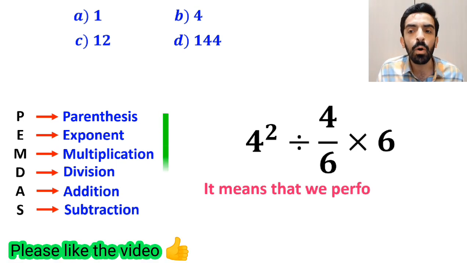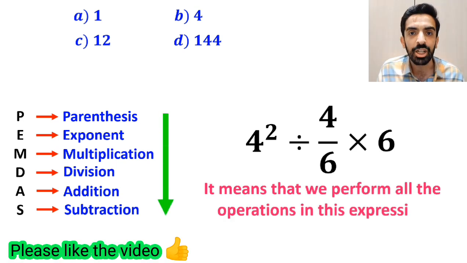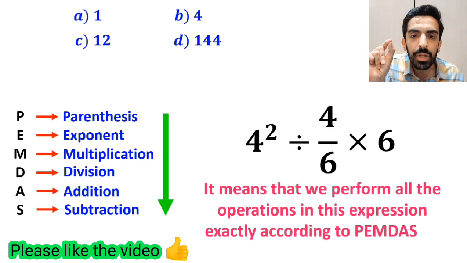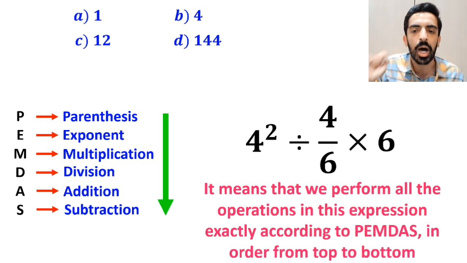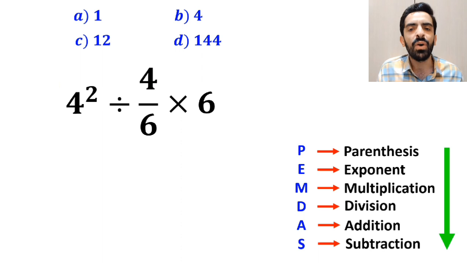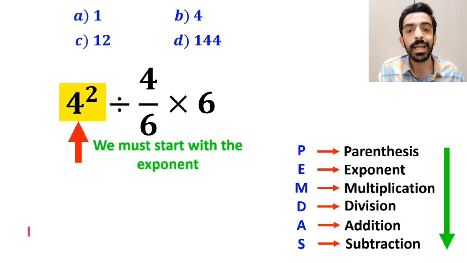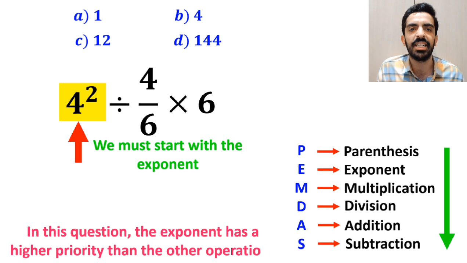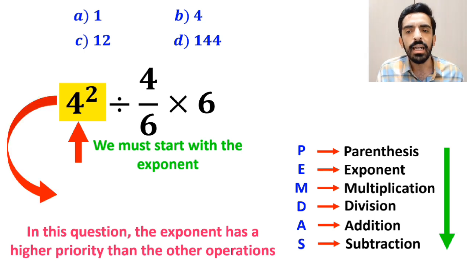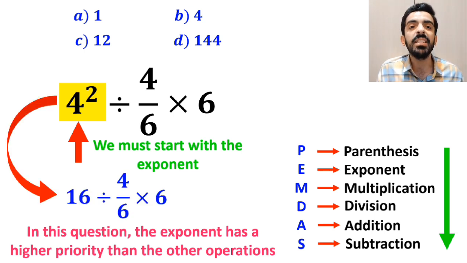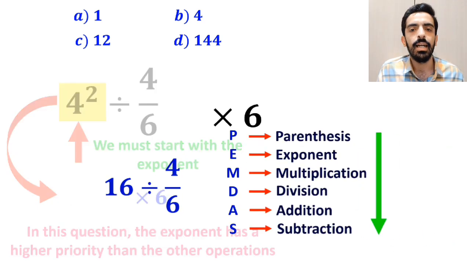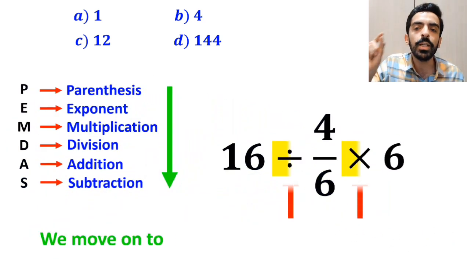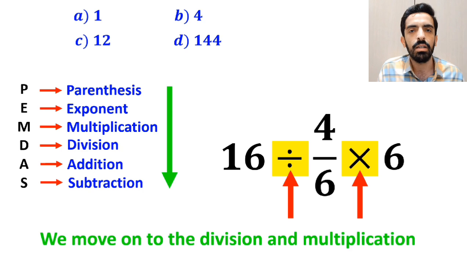It means that we perform all the operations in this expression exactly according to the PEMDAS rule in order from top to bottom. Okay, first we must start with the exponent, because in this question, exponent has a higher priority than the other operations. So, instead of this expression, we can write 16 divided by 4 over 6 multiplied by 6. In the next step, we need to move on to the division and multiplication.